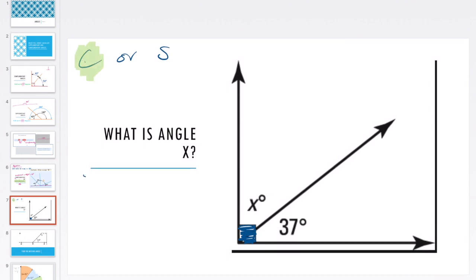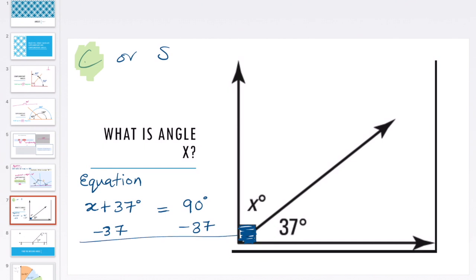Once again, we're going to use that equation method. X plus 37 degrees is going to give me 90 degrees. We have an equation. How do I solve the equation? I have to subtract 37 from both sides. You can skip these steps if you know what to do next. X is equal to 90 minus 37. So that's going to be my equation. All right, so you're going to find out what X is.